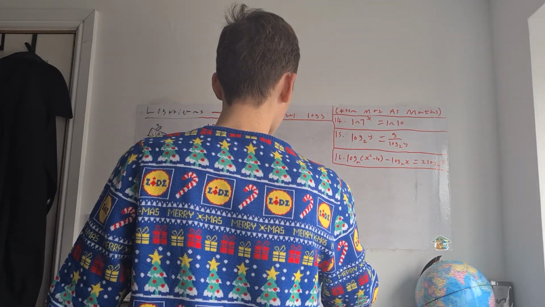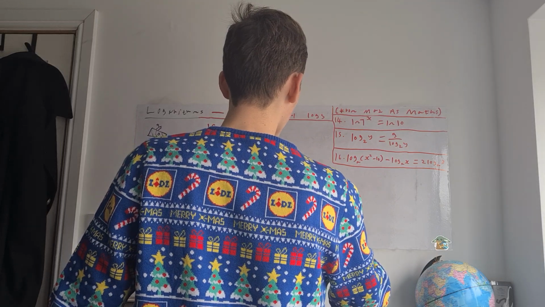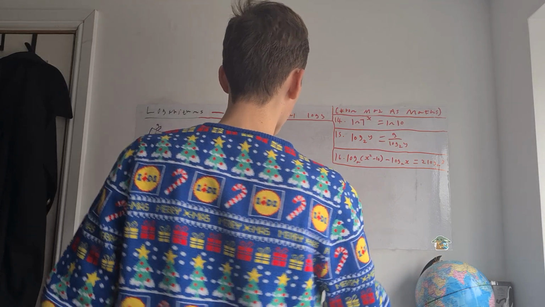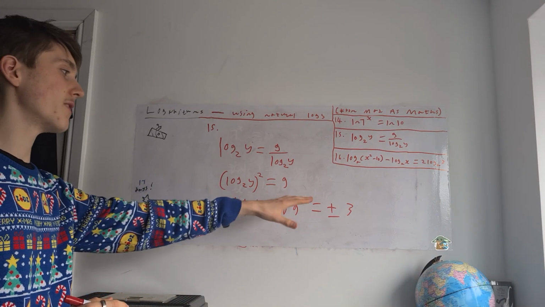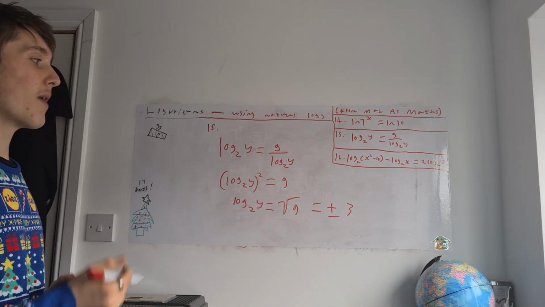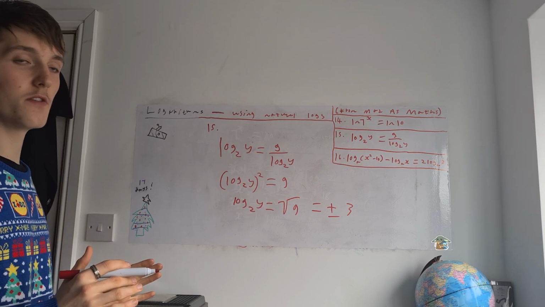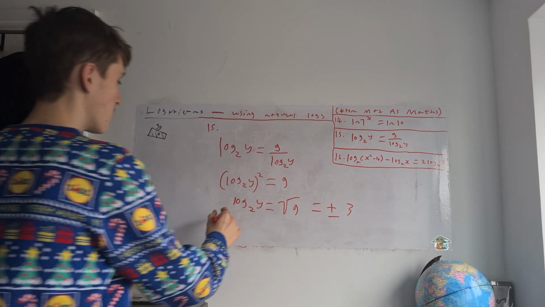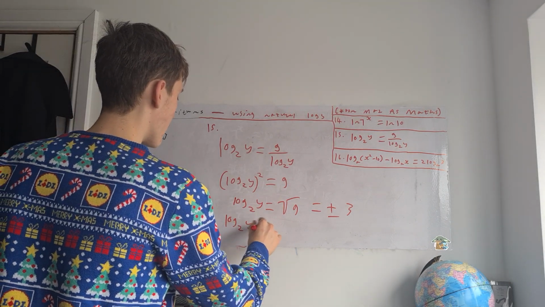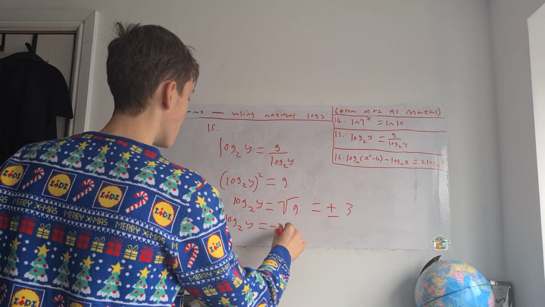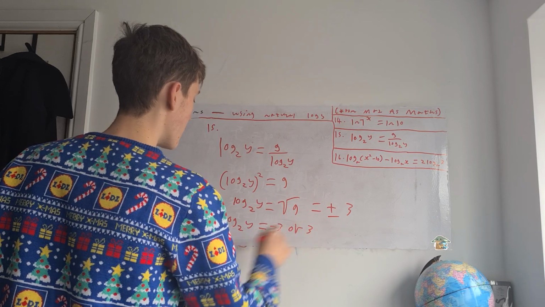I'll move out the way in a sec. Which is equal to plus or minus 3. Because remember, if you square minus 3, you also get 9. So it can be either positive or negative. And now we have to solve for both of those values. So we have log base 2 of y equals minus 3 or 3.